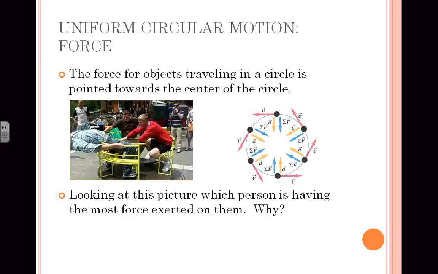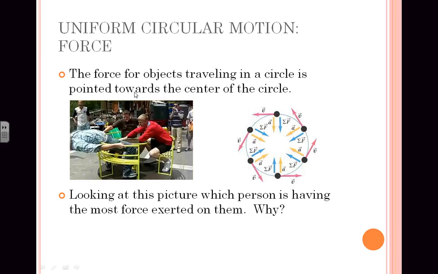Okay, so the next thing you need to know about circular motion would be the force. And the force for objects traveling in a circle is pointed towards the center of the circle also because it goes in the same direction as the acceleration. Remember we discussed this, that the direction of your acceleration tells you where the net force is pointing. So if we look at this diagram here, you'll notice that the net force, this sigma F, is pointing in the same direction as the acceleration vector towards the center.